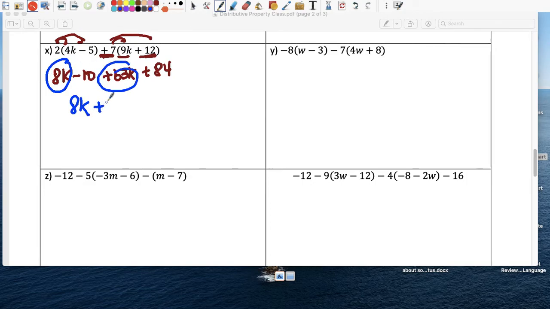8k plus 63k minus 10 plus 84. Right? Like terms next to each other. This is 71k. Negative 10 plus 84 is positive 74.